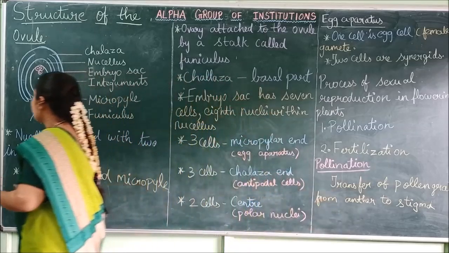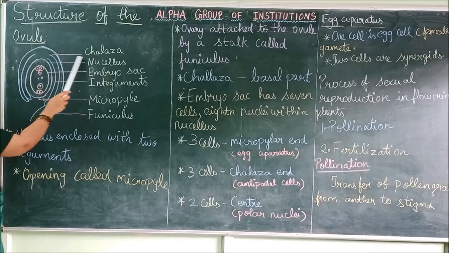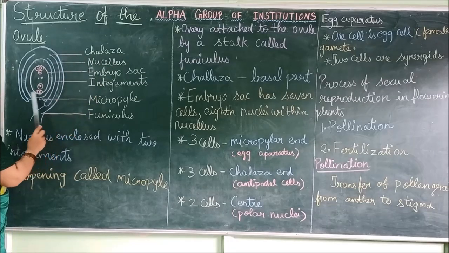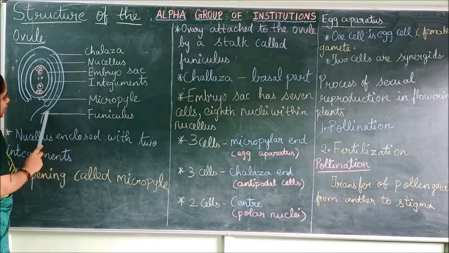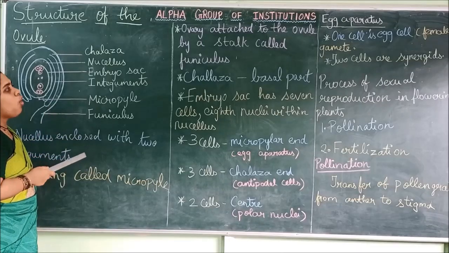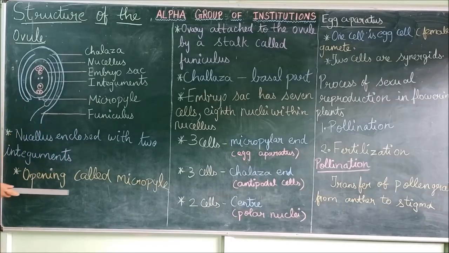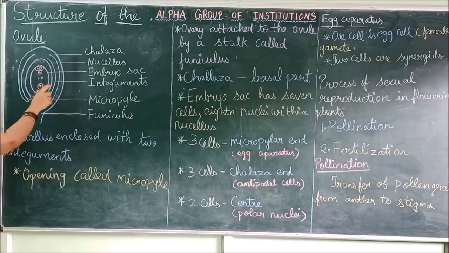Now I will give you a recap. From the first, we saw the structure of the ovule. These ovules are present in the gynoecium, that is inside the ovary, and we have the basal part, the chalaza, and the nucellus, with the embryo sac present in the center. It is covered by two integuments, and the micropyle is present, and a stalk called funiculus is present. The ovule is attached to the ovary by the stalk called funiculus.